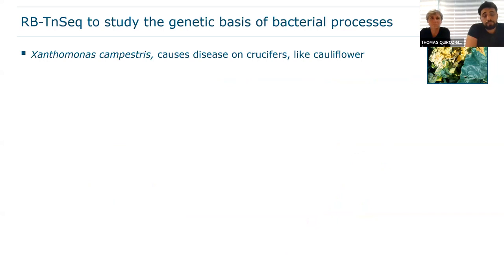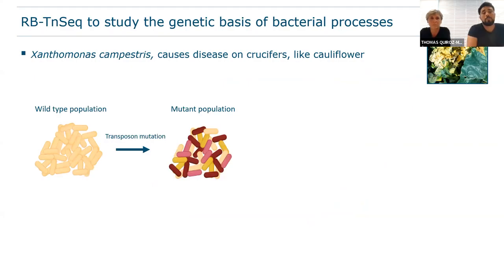So in our team, we study a plant pathogenic bacterium, Xanthomonas campestris, which causes disease on cruciferous plants like cauliflower. And in order to study how this bacteria causes disease, we make use of random barcoded transposon insertion site sequencing, or RB-TnSeq for short. In RB-TnSeq, we start with a wild-type population of bacteria that we mutate by the insertion of a transposon. And this leads to a heterogeneous mutant population. With these kinds of populations, we perform a variety of different screens.